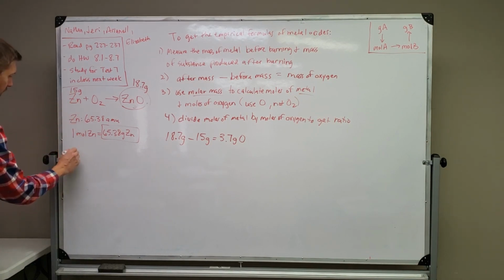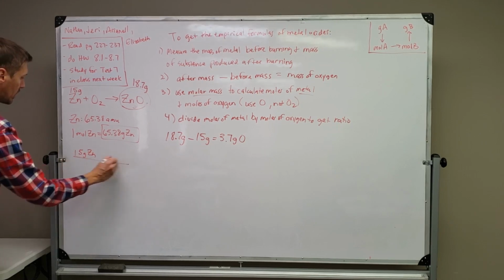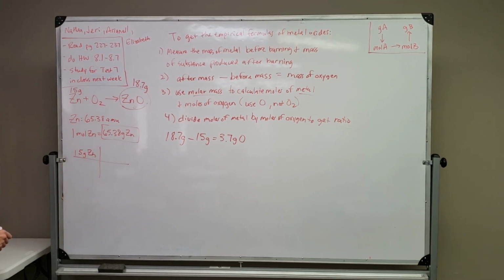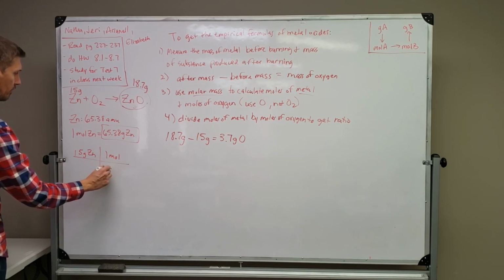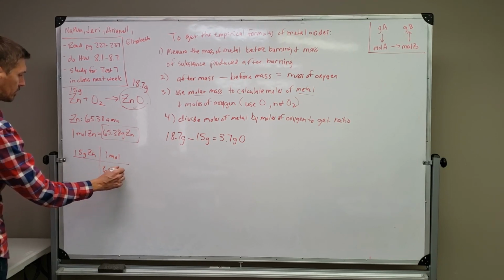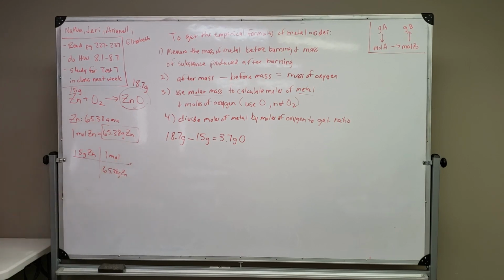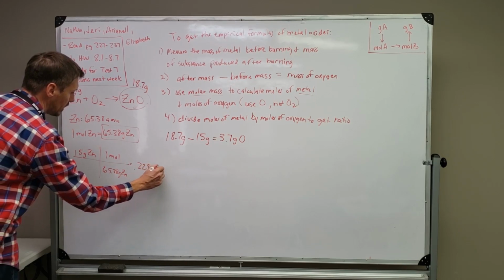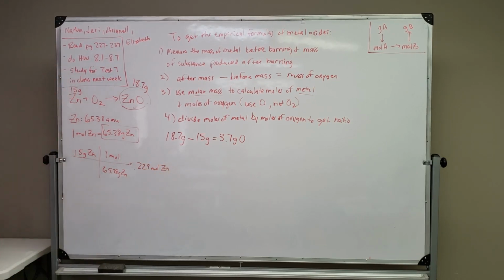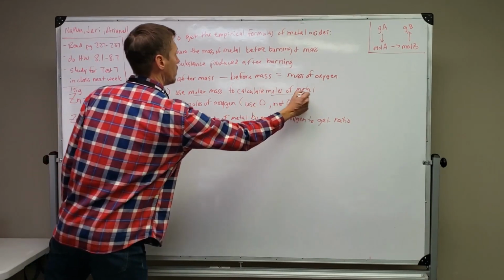If we started with 15 grams of our metal, 15 grams of zinc, how many moles is that? Well, it's 15 grams times 1 mole of zinc equals 65.38 grams of zinc. And so we do that calculation and we come up with 0.229 moles of zinc. So that's the moles of metal right here.